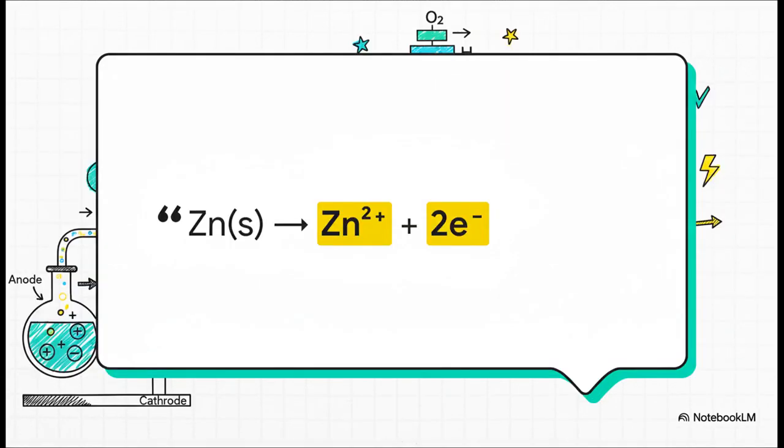Okay, so what actually happens? Well, over at the zinc anode, the solid zinc metal literally starts to dissolve. Each zinc atom loses 2 electrons and turns into a zinc ion that just floats away into the solution. That's oxidation, loss of electrons, LEO.